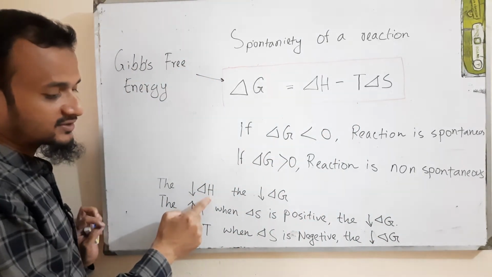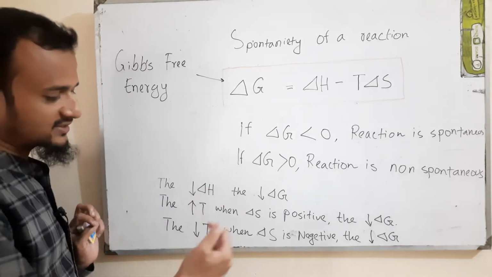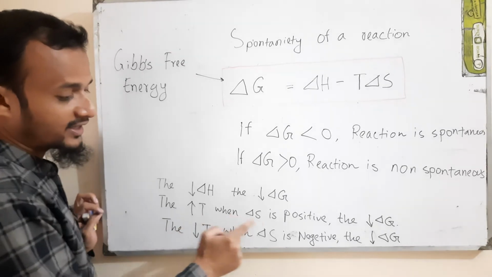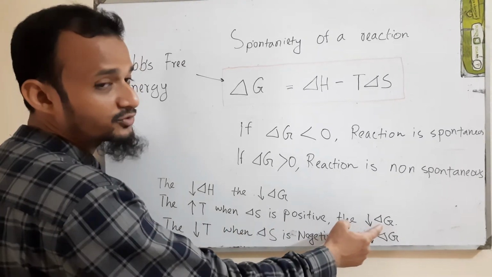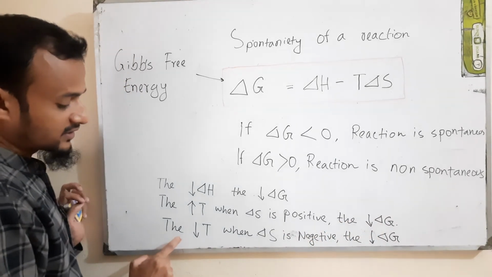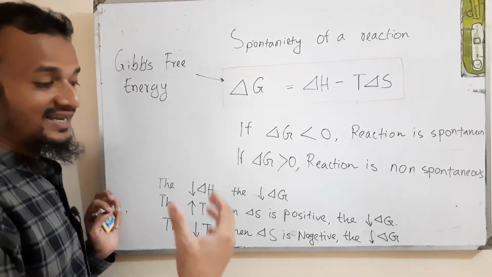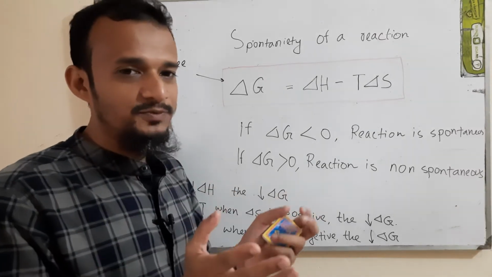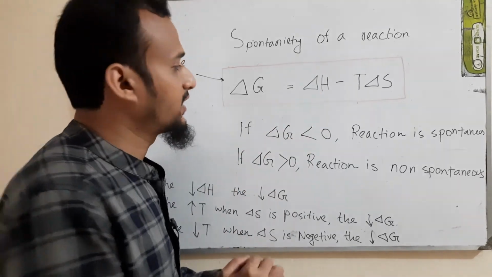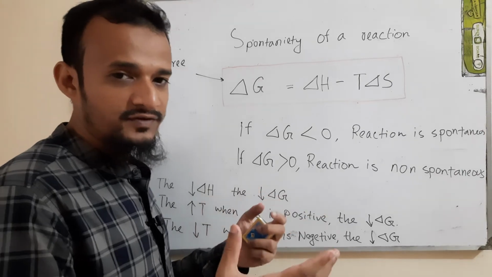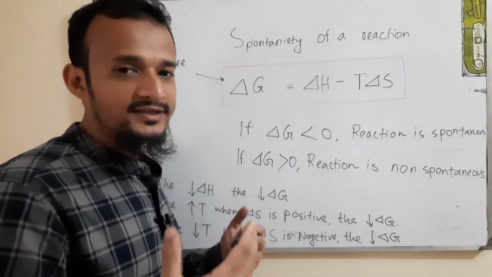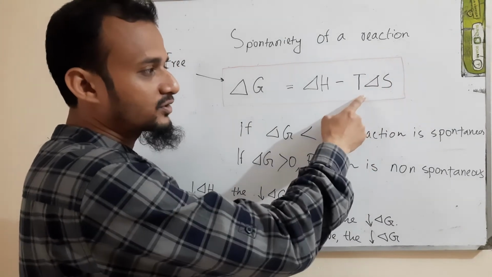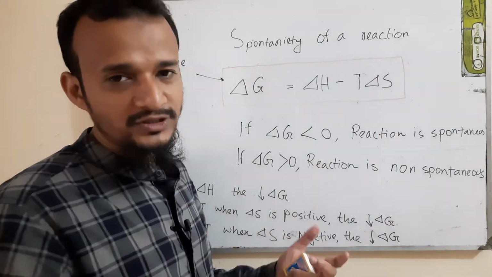If you make the value of ΔH less, the value of ΔG will also decrease. It will become more spontaneous. If you increase temperature when ΔS is positive, the ΔG will decrease, making it more spontaneous. Likewise, if the temperature decreases when ΔS is negative, the ΔG will also decrease. So here's the situation. Generally speaking, if ΔH is negative, the value of ΔG decreases, so the reaction becomes more feasible. If you increase the temperature when ΔS is positive, the reaction becomes more spontaneous. And when you decrease the temperature, if ΔS is negative, then the reaction becomes more spontaneous.